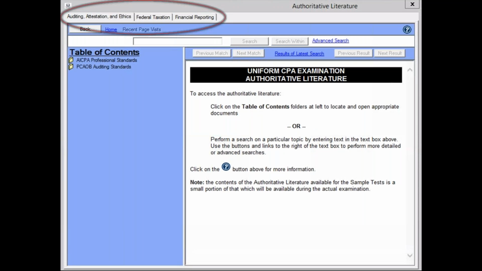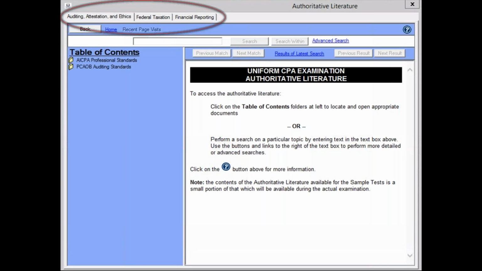Now, when you open the authoritative literature, at the top left I circled those tabs for you. So you have auditing, attestation and ethics, federal taxation, and financial reporting. The way they used to do it on the exam is they would only give you access to the authoritative literature for the section that you were sitting for. And now they give you access to all three.